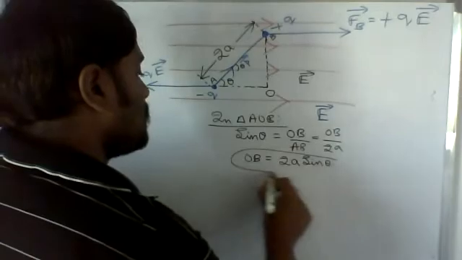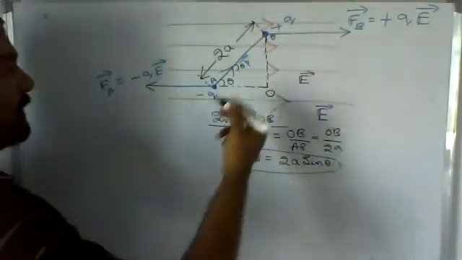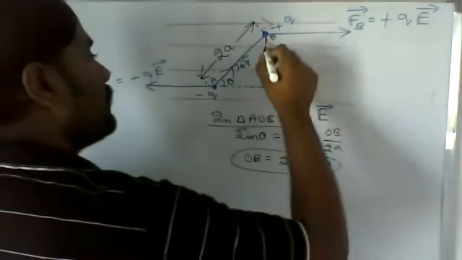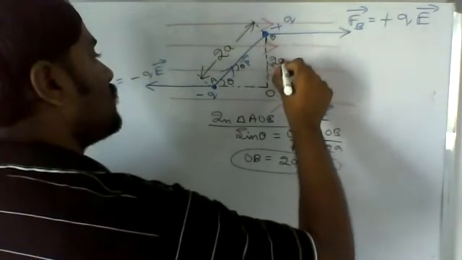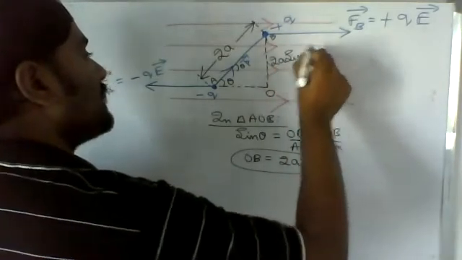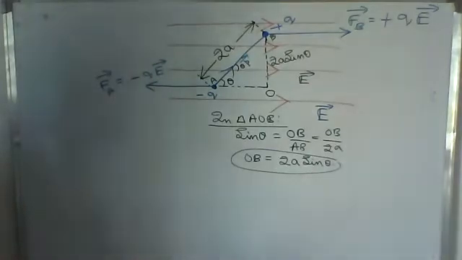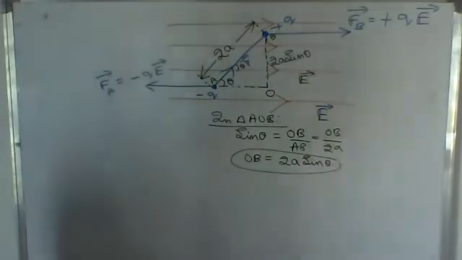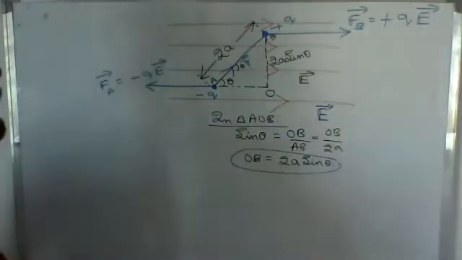So what is this? The perpendicular distance between two forces. OB value is 2a sine theta. That is the perpendicular distance between two forces. The perpendicular distance between two forces is 2a sine theta.